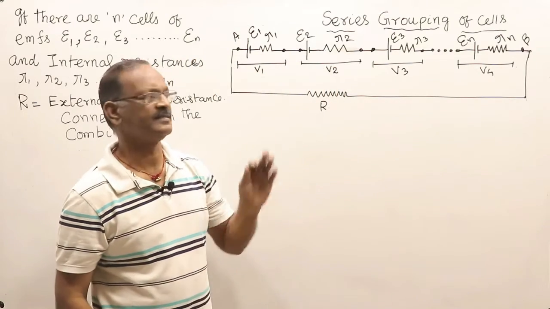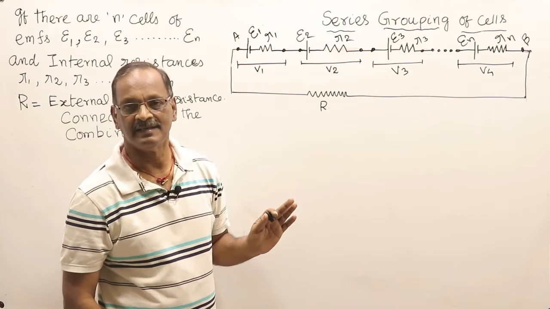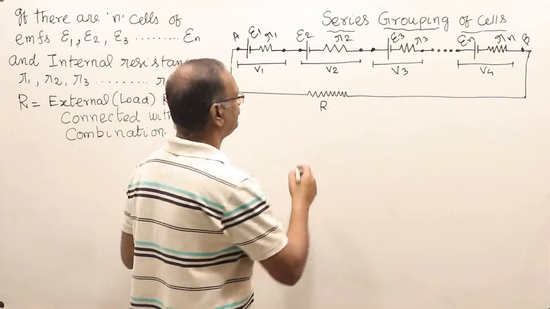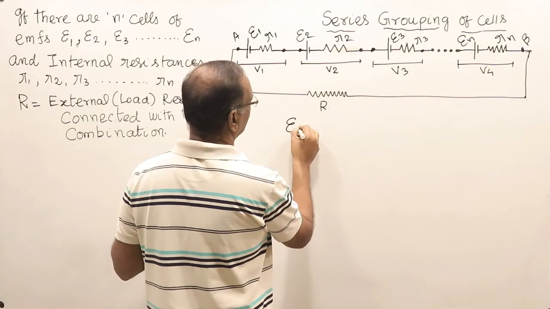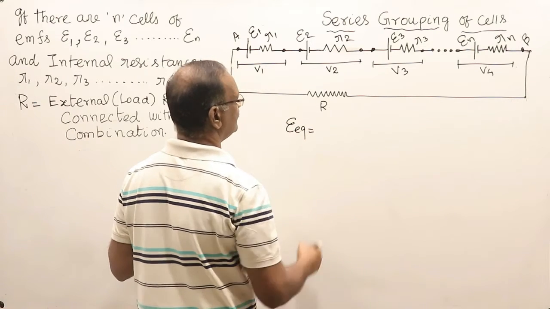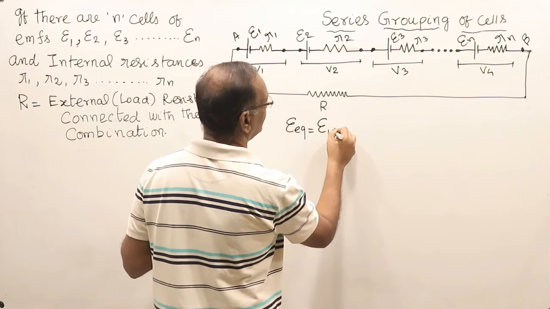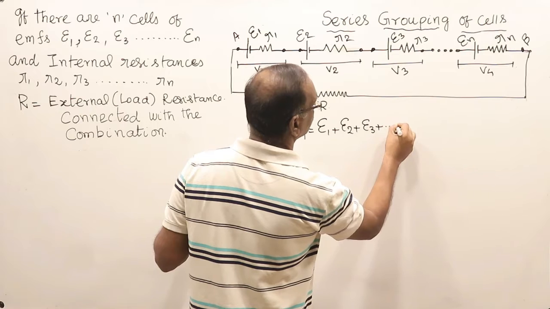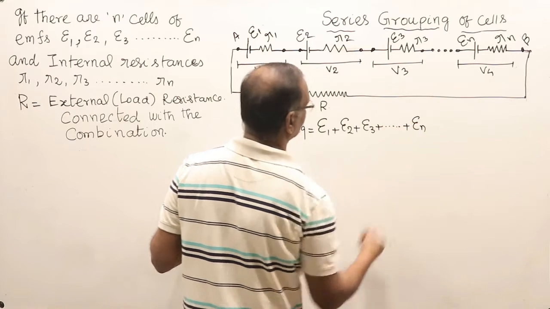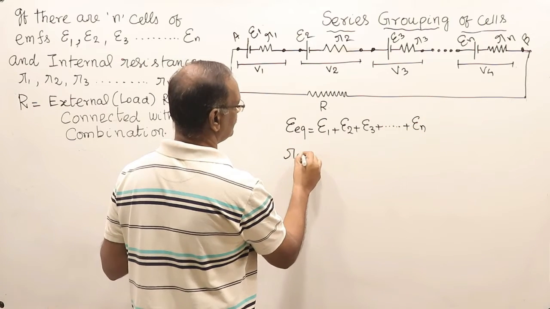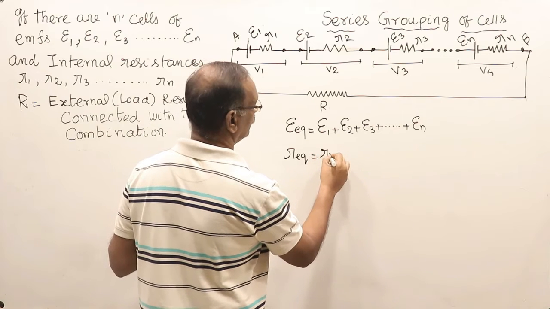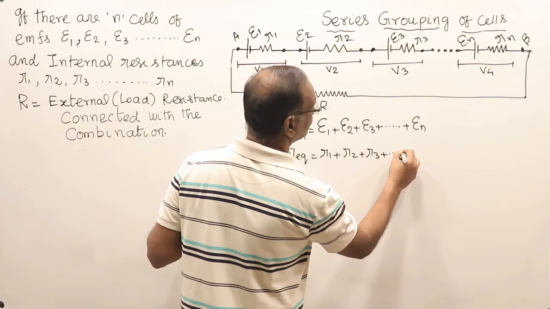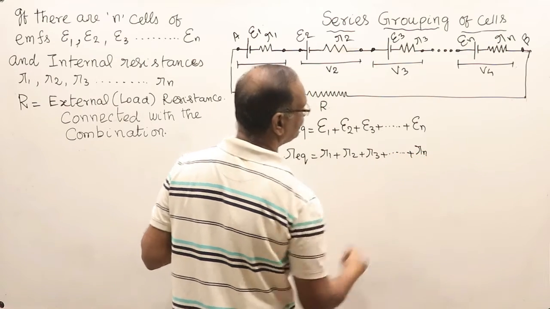First let us find out, since all the cells are connected in series and they have no reverse polarity, we can say the equivalent EMF for all the cells in series is equal to the EMF of the first cell, second cell, third cell, plus up to the nth cell. And R equivalent, since all are in series, is R1 plus R2 plus R3 plus up to Rn.